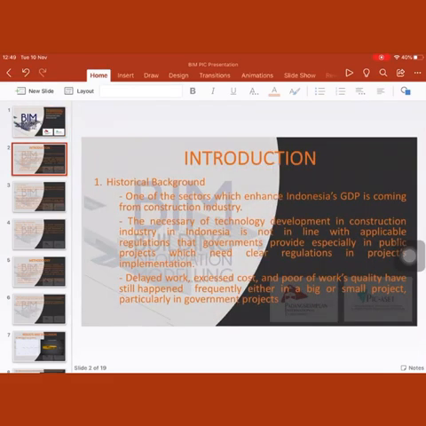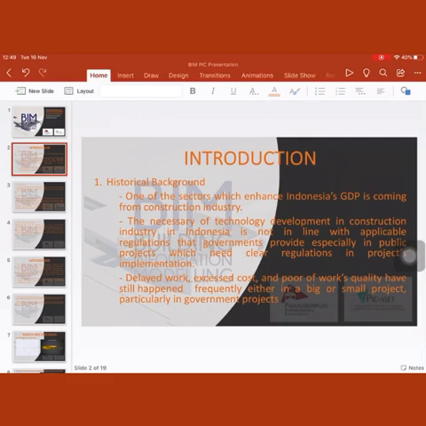First of all, we want to explain the reason why we did this research. One of the sectors which enhance Indonesia's GDP comes from the construction industry. The next one, the necessary technology development in the construction industry in Indonesia is not in line with the applicable regulation that governments provide, especially in public projects which need clear regulation in project implementation.